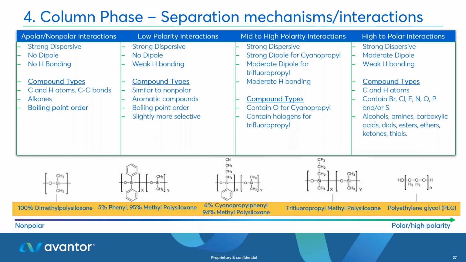And then when you compare that to high polarity and polar columns and their interaction mechanisms, we have slightly weaker hydrogen bonding, but we still have strong dispersive and then moderate dipole. Some of the compound types are a bit more selective, say for alcohols, carboxylic acids, diols, esters and ethers, etc. But it doesn't mean that you can't inject other samples on a different phase. It just means that the higher the polarity, there is slightly more selectivity for particular compounds and analytes.